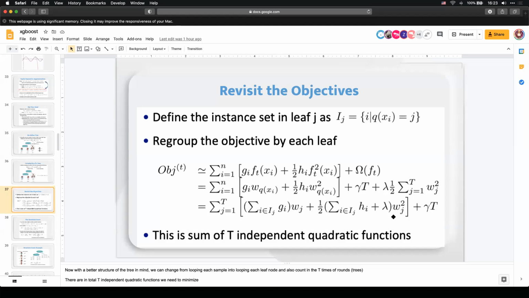And here we have our new objective function. The reason we want to redefine it again, as you will see in the next slide, is that it gives us a nice characteristic: this whole function is just a sum of T independent quadratic functions. And quadratic functions have good properties, like being able to easily find a minimum or maximum. We are very familiar with what the first derivative means in a quadratic function, and what the second order derivative means. So by regrouping all of this into this form, we can find the score to evaluate the structure of a tree.